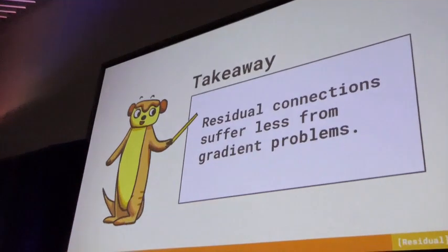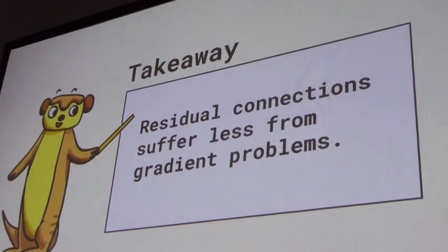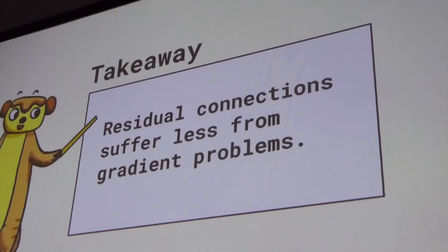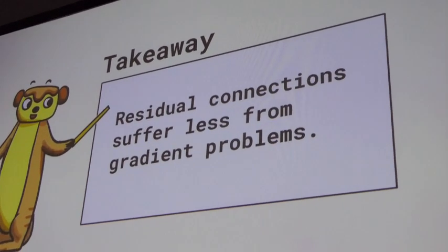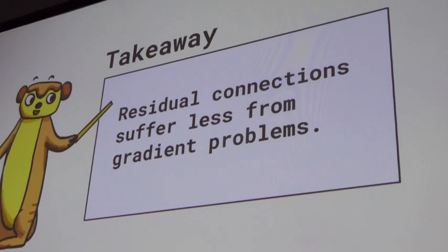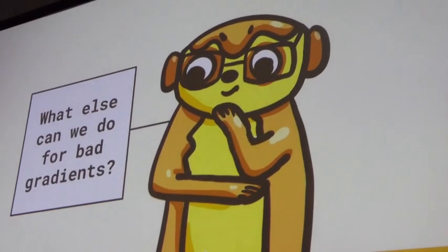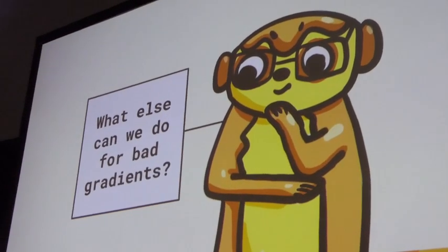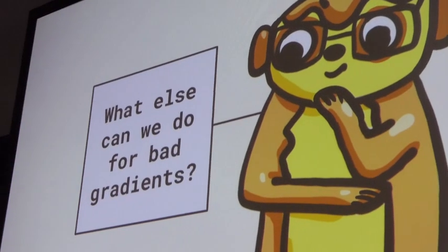So the takeaway here is that gradients are very important for optimization, and we come up with model architecture changes in order to have better gradients. So what are some other solutions and techniques we can use to improve our gradients?